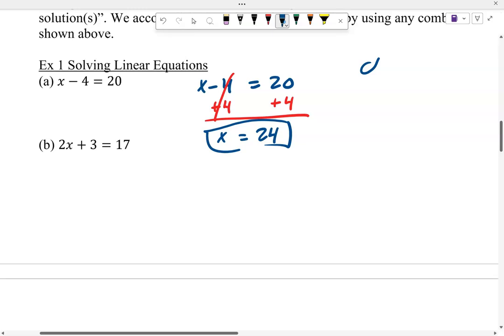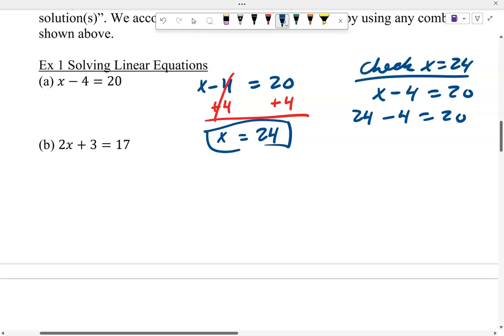And of course, we could check this. Does an x value of 24 really make this true? Well, sure it does. If I plug 24 in for x, I see that 24 minus 4 is 20. And sure enough, 20 does equal 20, right? So you can always substitute it back in and make sure it works.